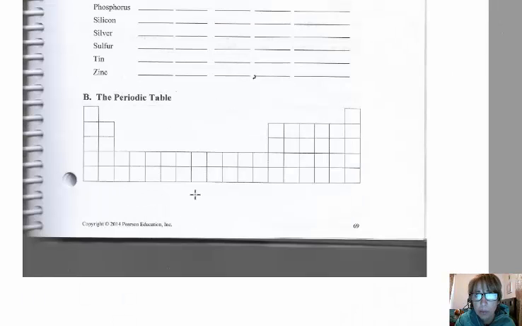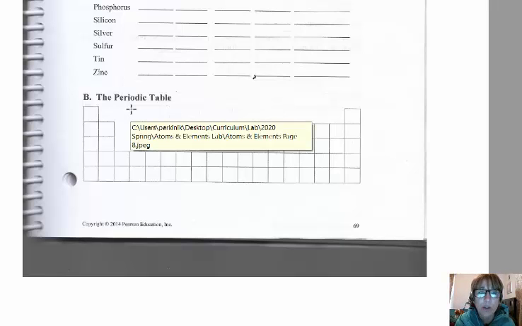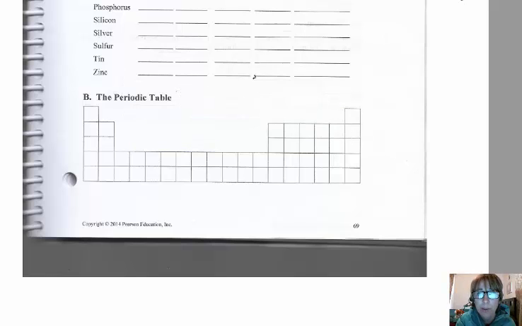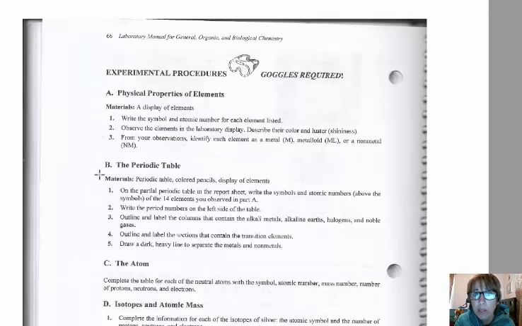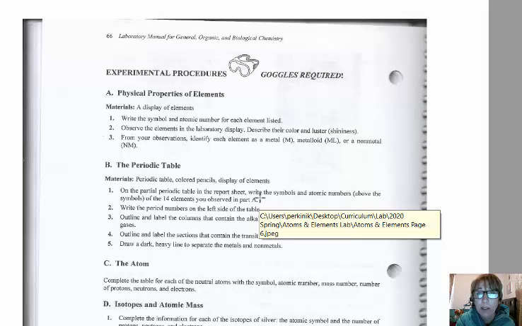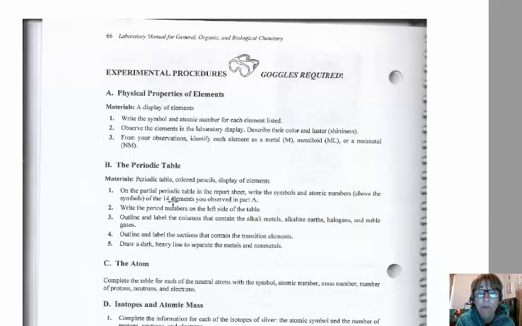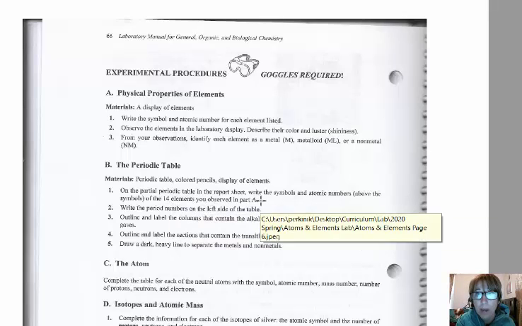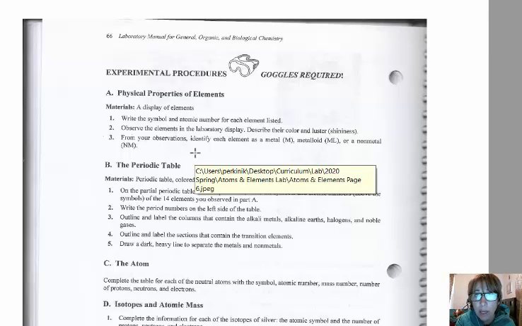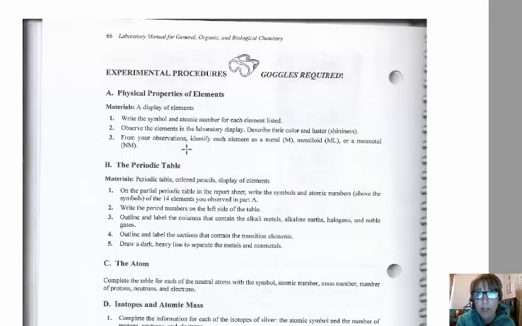Now this part here, B, can sometimes be confusing to people, so remember the directions for this lab report sheet are on a different page. So here on page 66 are the directions for Part B. On the partial periodic table in your report sheet, write the symbols and atomic numbers of the 14 elements you observed in Part A. So you don't have to do every element, you just have to do the 14 elements that you observed in Part A.